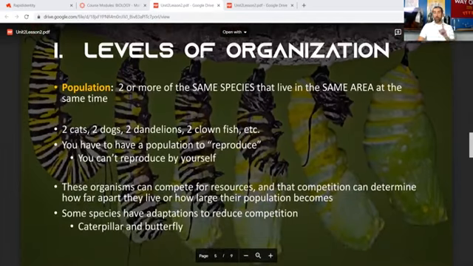When you have 2 or more of the same species and they have to be in the same area at the same time, that's important, right? When you have 2 or more of the same species in the same area at the same time, then you have a population. Examples of that can be 2 cats, 2 dogs, 2 dandelions, 2 clownfish, whatever, okay? Could be anything.